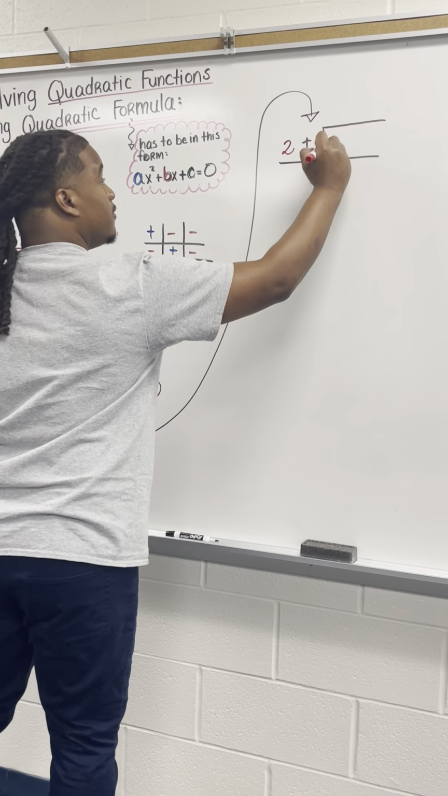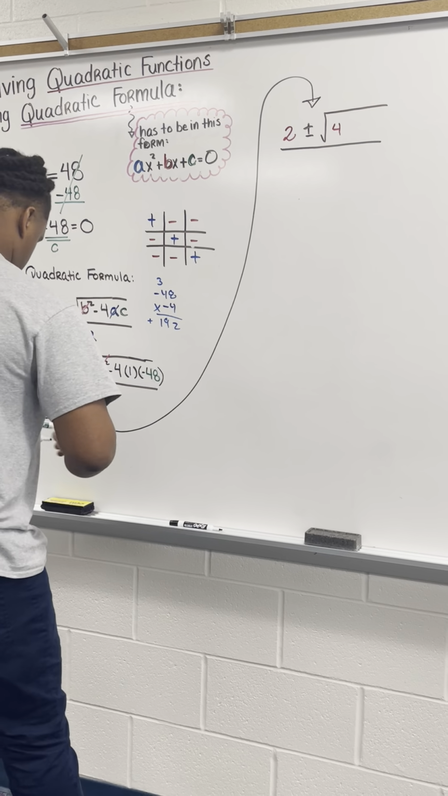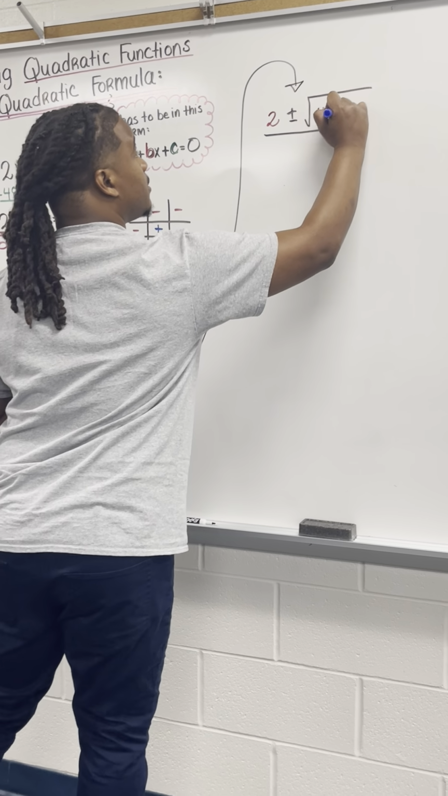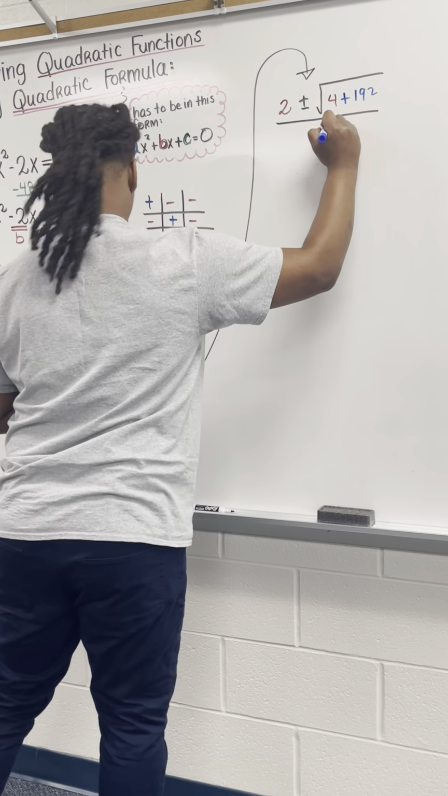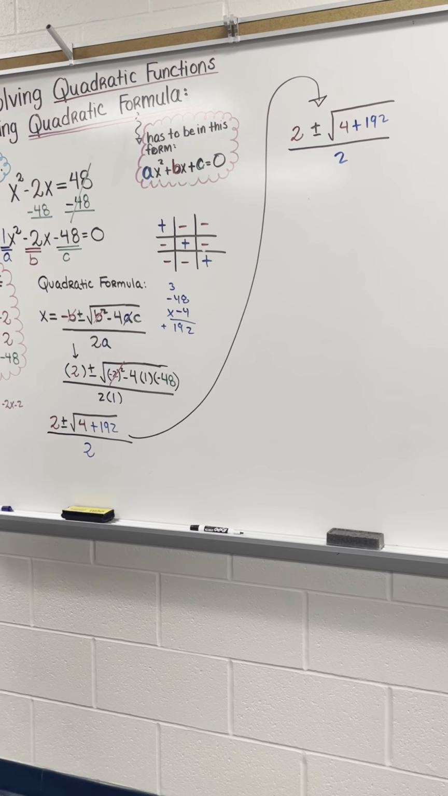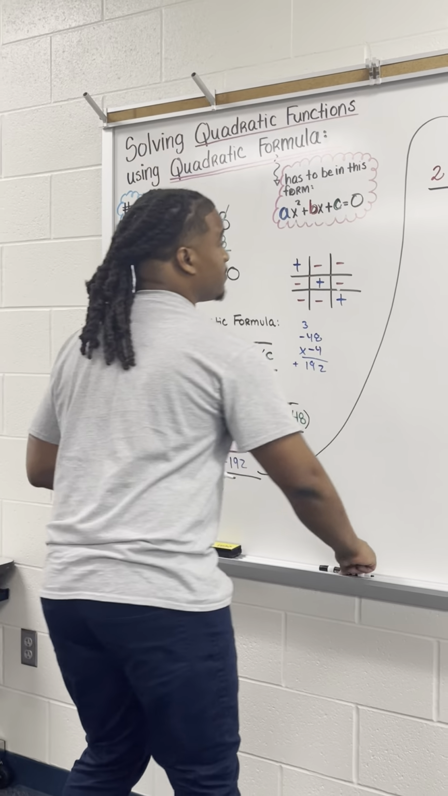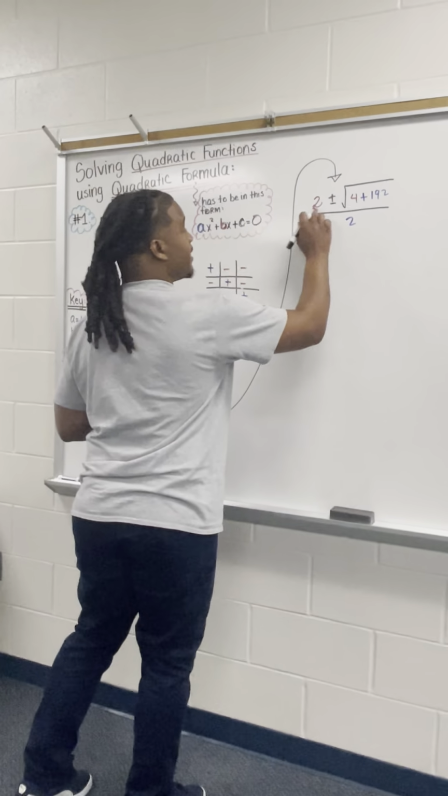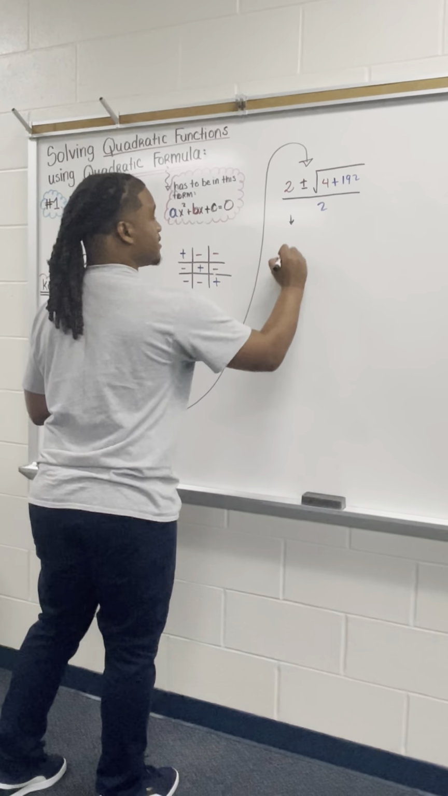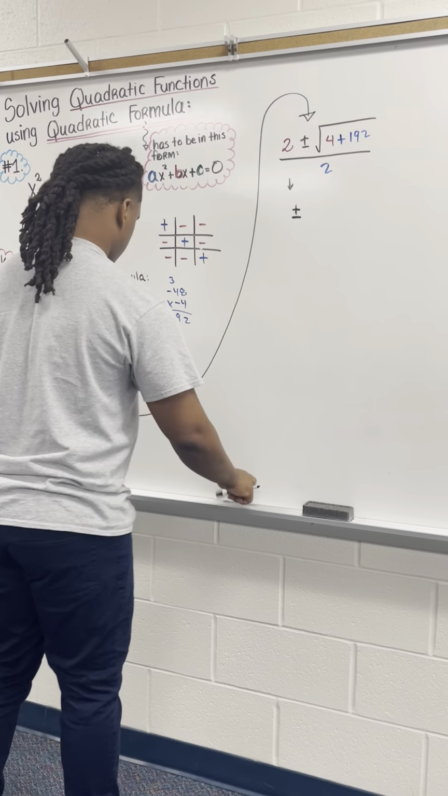2 to the 4, plus 192, all over 2. Okay, so that's what we have so far. So once again, let's keep simplifying. Everything on the outside of the square root sign stays the same. So I still have a 2 plus or minus.